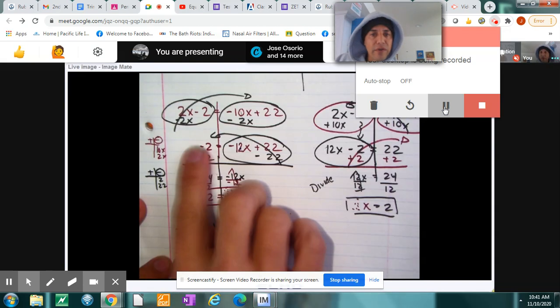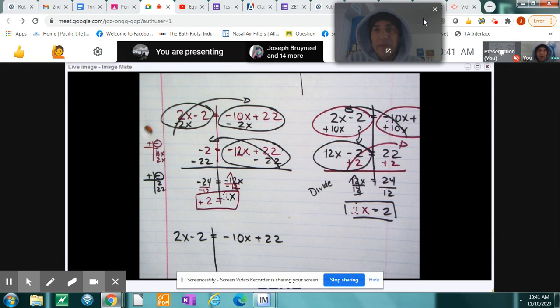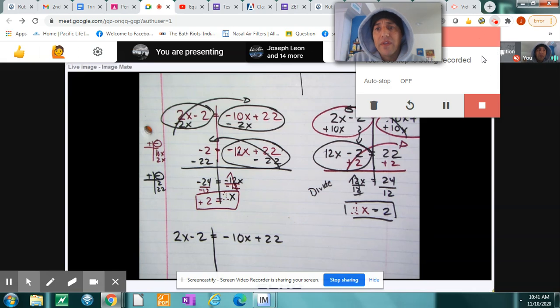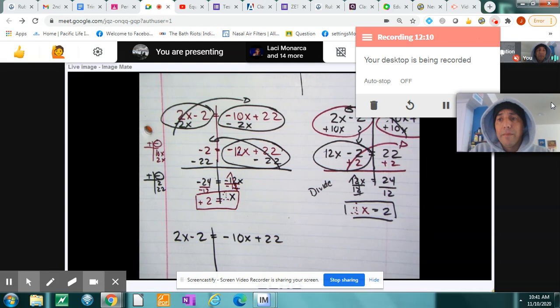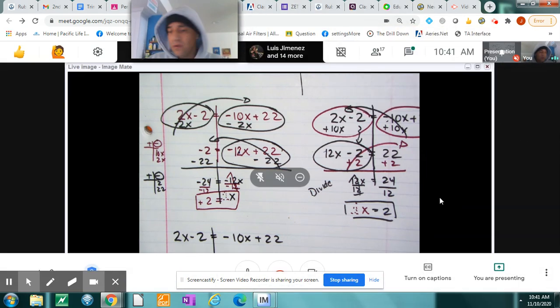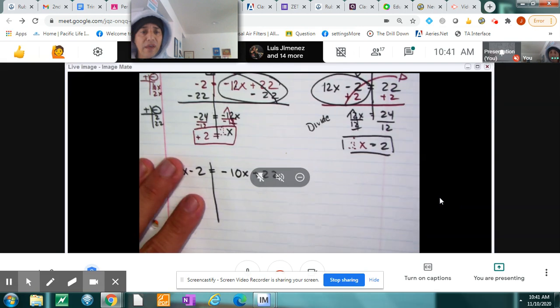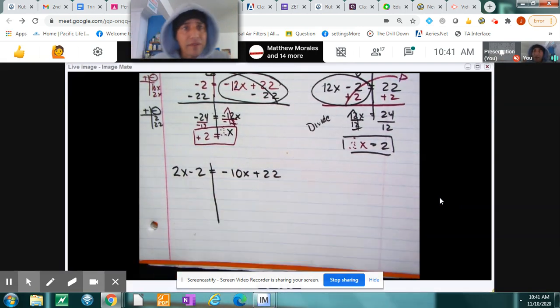So what do we do first again? We got rid of the x's, right? This or that, this or that. So now why don't we try to get rid of the constants, meaning the numbers? So let's go ahead and try to get rid of the constants. What are the constants? Negative 2 and plus 22. And let's see if we get the same answer.